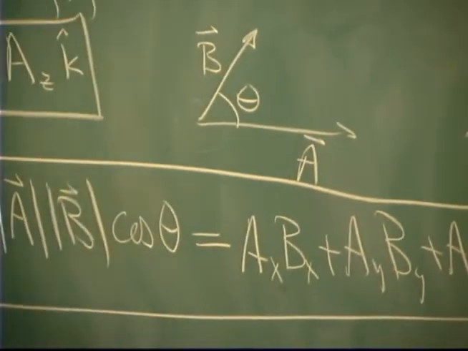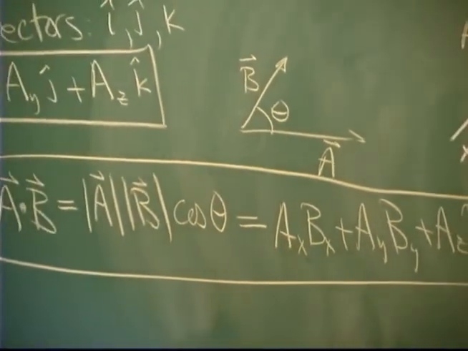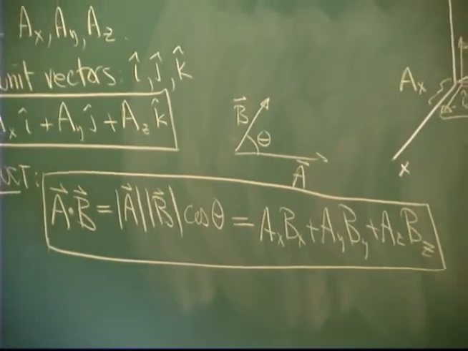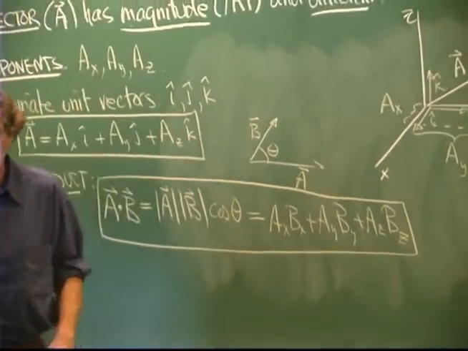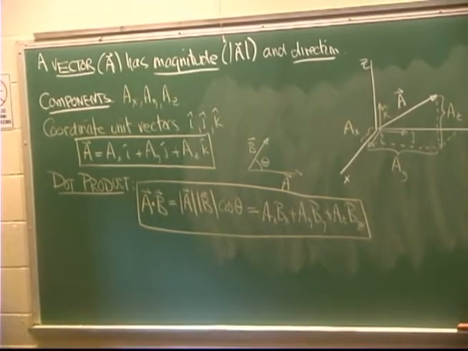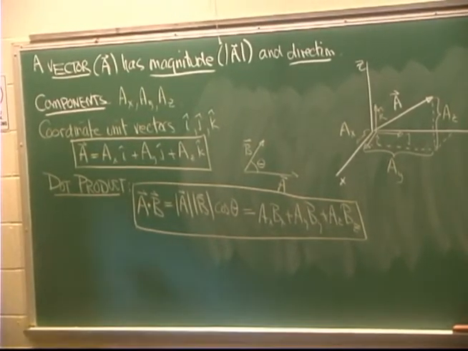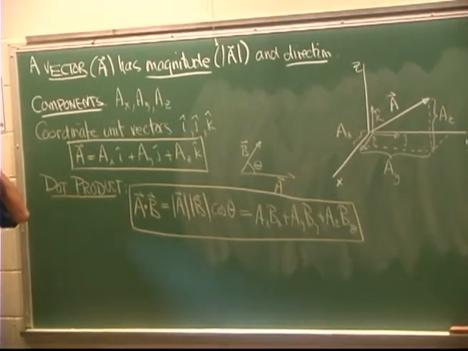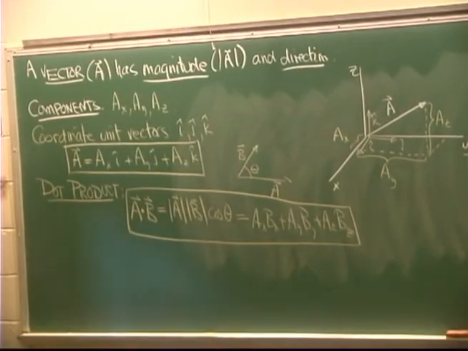The dot product is itself a scalar. It takes two vectors and spits out a scalar, a number with no direction attached to it anymore. And for that reason, it's sometimes called a scalar product. In fact, I noticed that the book preferentially calls it the scalar product. I call it the dot product.